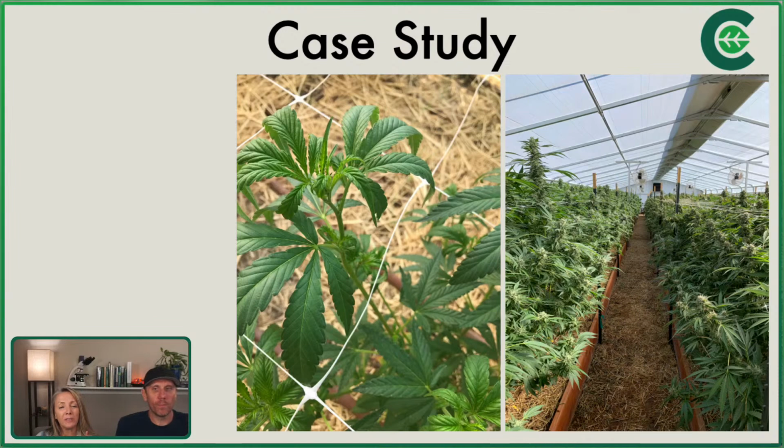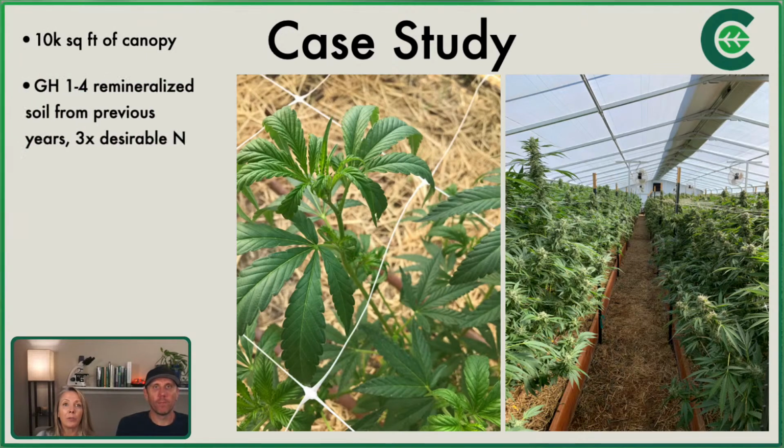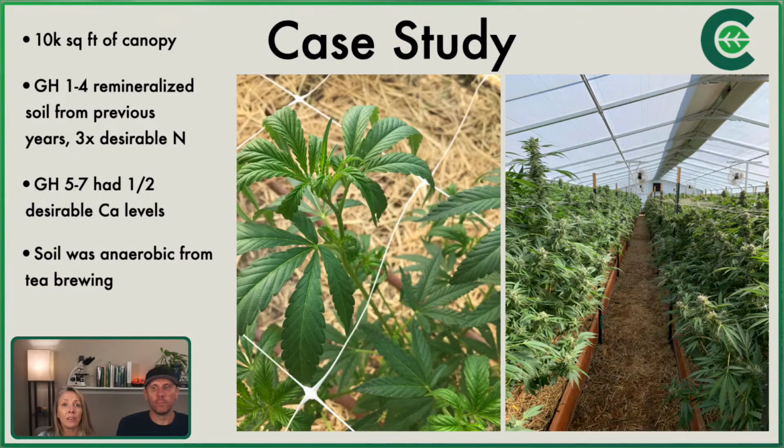All right, so we're jumping over to that case study that we've been talking about in the previous few episodes. Again, we came into this particular project at week 1 of flower, and this is what they looked like in the picture on the left. They had 10,000 square feet of canopy. Greenhouses 1 through 4 had remineralized soil from previous years that had 3 times the desirable nitrogen in the soil. And then greenhouses 5 through 7 had half the desirable calcium levels. So 2 different soils and 2 different issues with the mineral component in those soils.